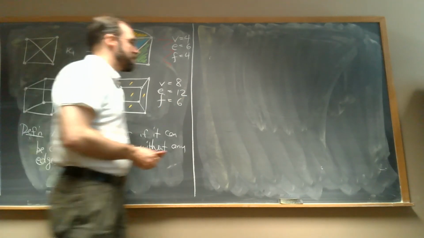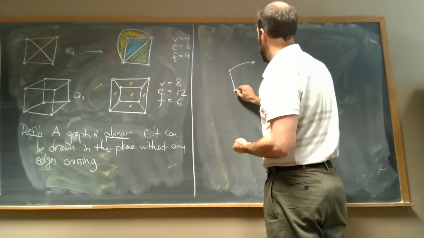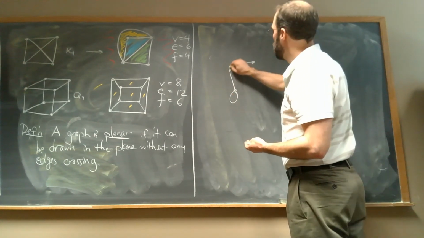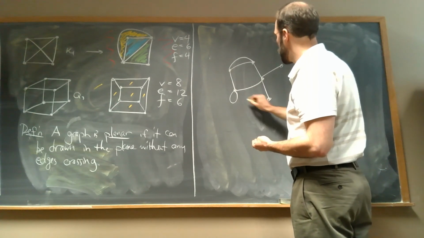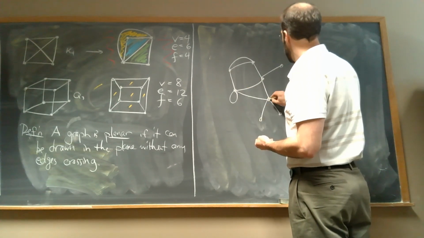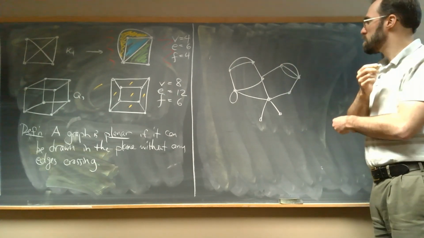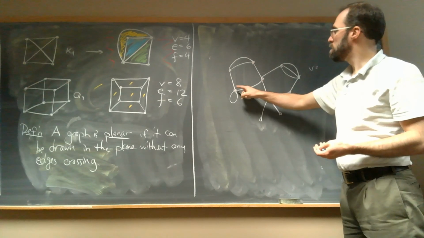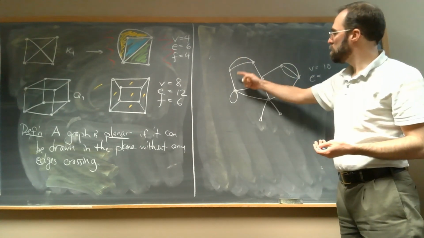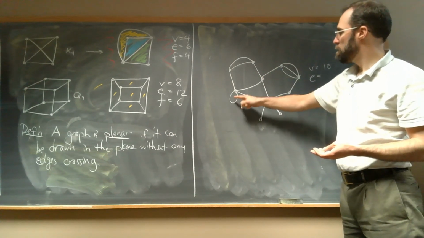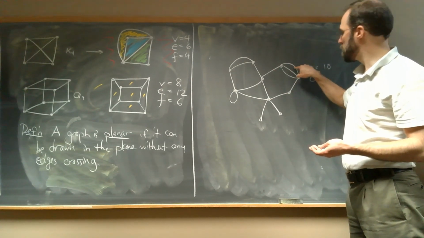Okay, let's do one more example. I'm just going to make up some weird example. In fact, I'm going to make up an example with some loops and some multiple edges, because it turns out that the theorem works with any of those things. There we go. So the number of vertices here is going to be 1, 2, 3, 4, 5, 6, 7, 8, 9, 10. The number of edges is going to be 1, 2, 3, 4. I have to be really careful here. 4, 5, 6, 7, 8, 9, 10, 11, 12, 13, 14, 15, 16. I think I did that right.